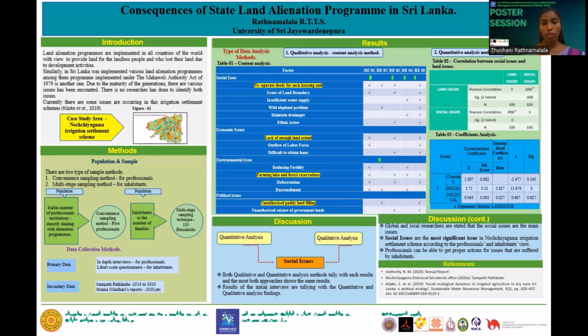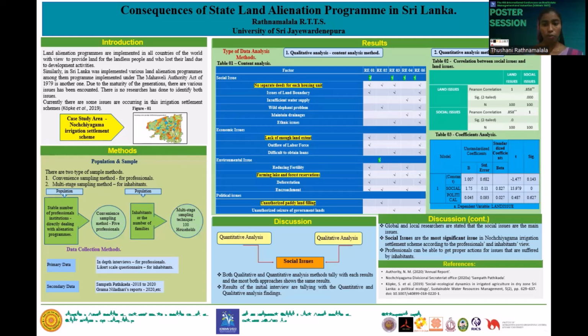This is the Nochiagama Divisional Secretariat area. It is the case study of my research. This section shows the methods used to collect data. The population of the research is considered under two categories. They are professionals and inhabitants.